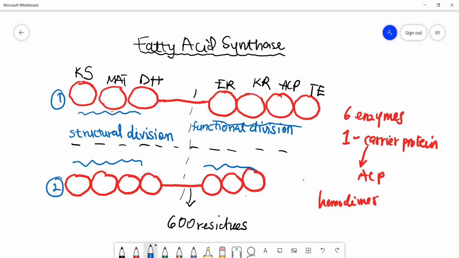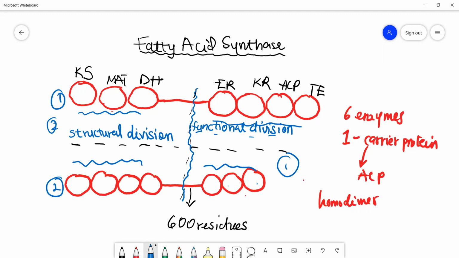Now, I've also indicated here that there is a functional division, right? So this is the functional division. This is the functional division. This side, on the right side, you have what? 1, and then on this side, what? You have 2. So 1, 2, 3, 4, 5, 6, 7 are going to catalyze the formation of what? A fatty acid. And this one also will have what? A functional activity. So it will add there.